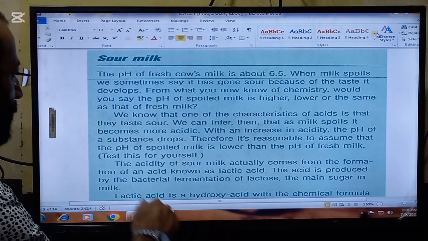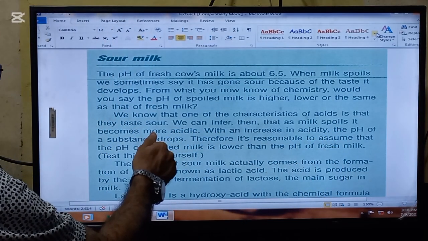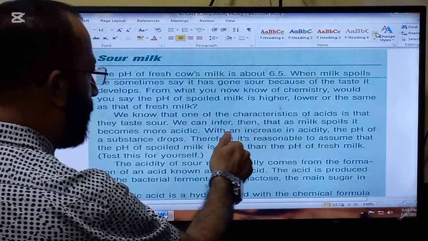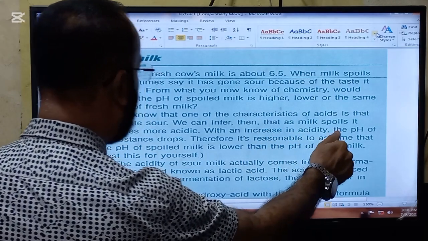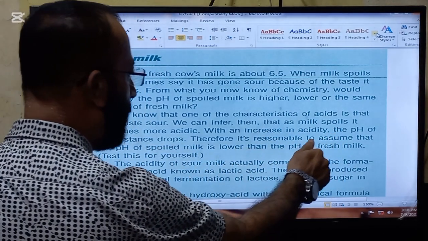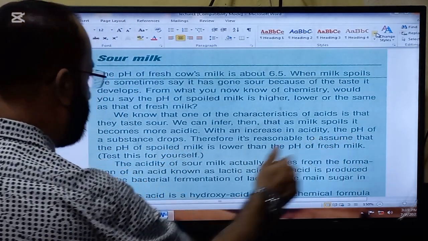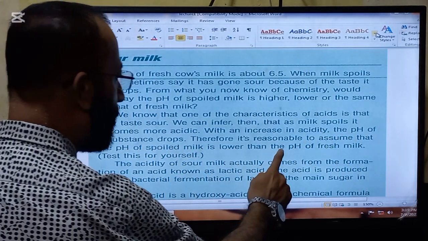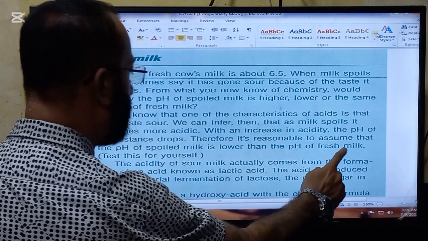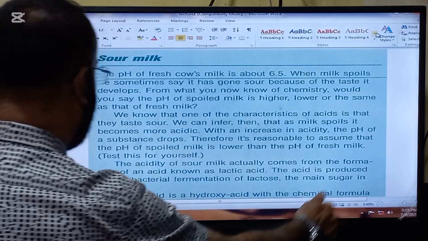Reading further, we know that one of the characteristics of acids is that they taste sour. We can infer then that as milk spoils, it becomes more acidic. With an increase in acidity, the pH of the substance drops. So this is the point. Therefore, it's reasonable to assume that the pH of spoiled milk is lower than the pH of fresh milk.